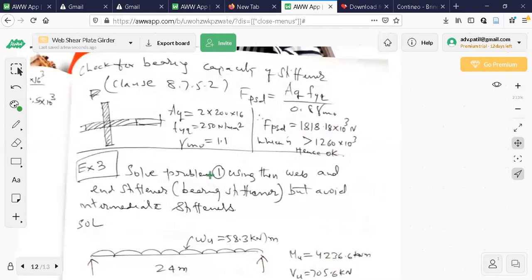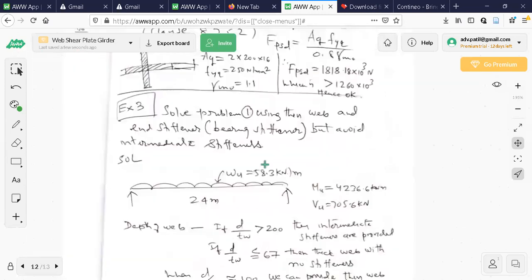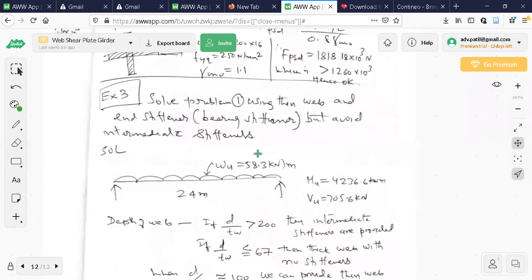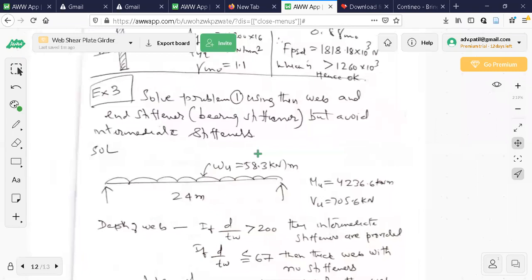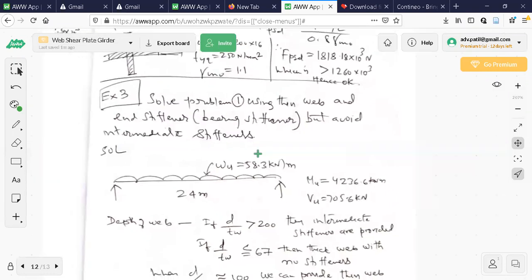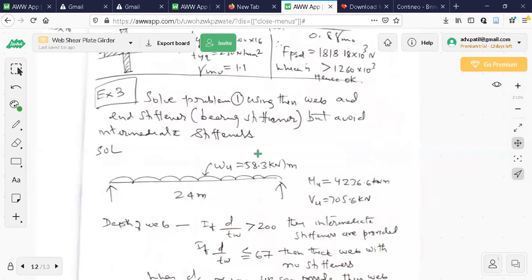Excuse me, sir. Yeah, tell me. Sir, yesterday when VD was less than VU, we increased the web thickness. And today we designed the stiffener. So first we have to design the stiffener or increase the thickness when VD is less than VU?